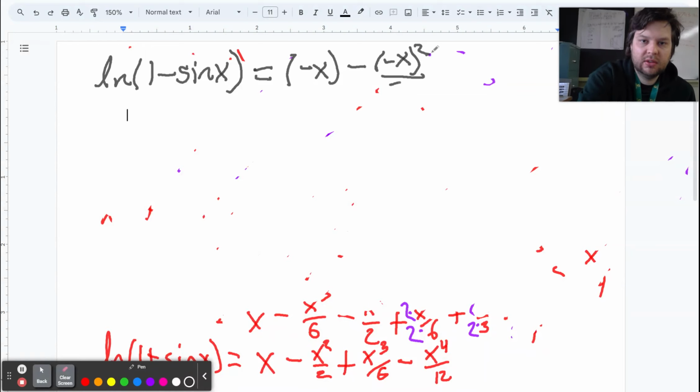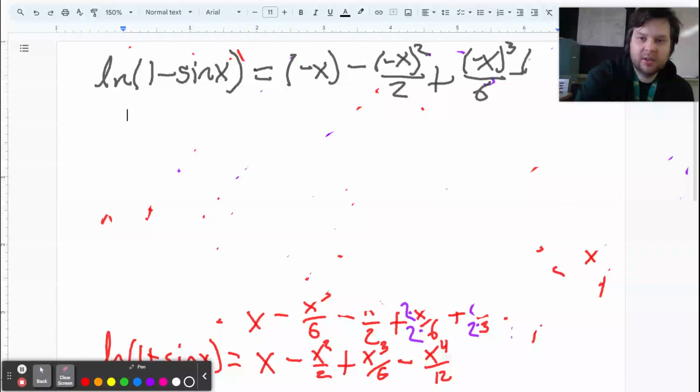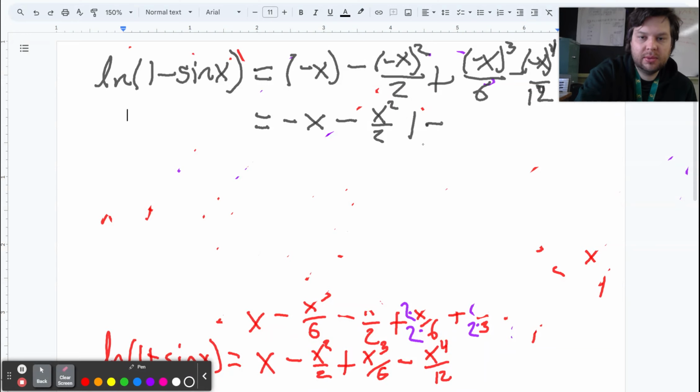Negative x squared over 2, plus a negative x cubed over 6, and then minus a negative x to the fourth over 12. And so then just doing your positives and negatives, you get negative x squared over 2. I guess that's going to be a negative, so I can write plus negative x cubed over 6, and then just a single negative x to the fourth over 12.